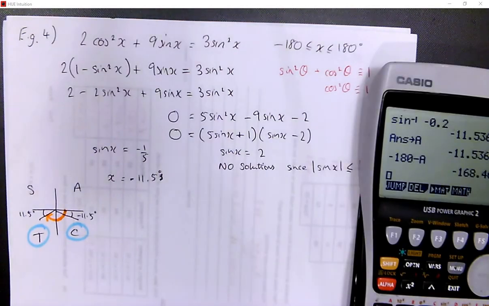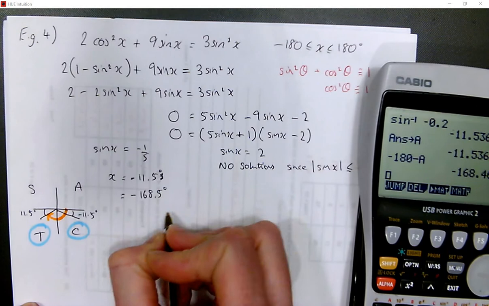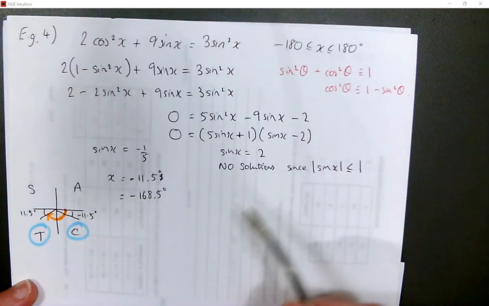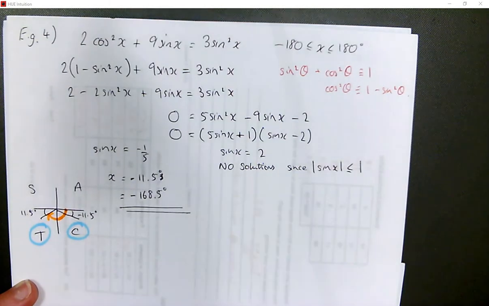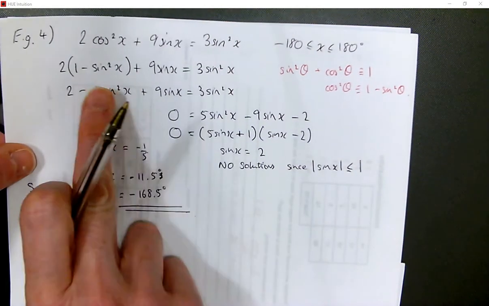So we get -168.5 degrees. Okay, and that has then covered the full range of values, so we're finished. So it's all the same, we just had to apply an identity at the beginning.